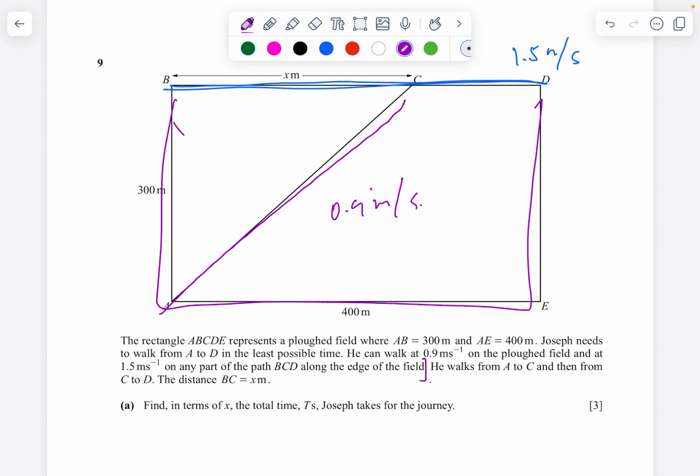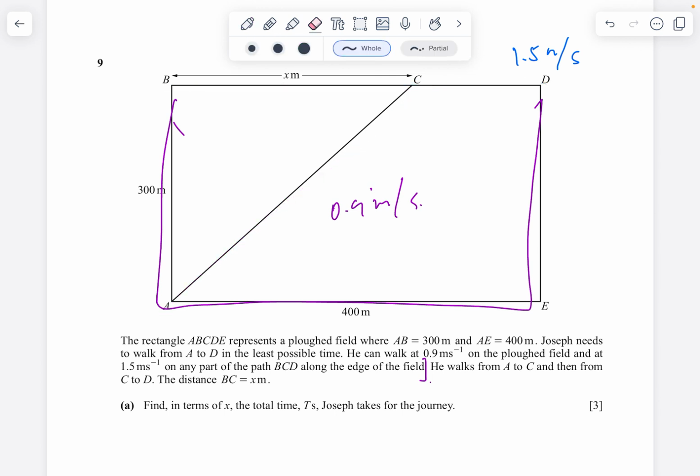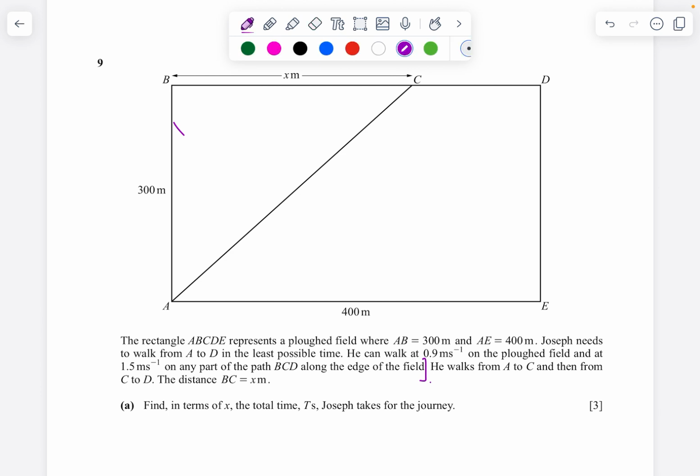So now he walks from A to C, then from C to D. The distance BC is x meters. All right, so firstly, let me write the distances. If this is 300 meters, this is also 300 meters because it's a rectangle. A to E is 400, and B to C is x, so C to D is going to be 400 minus x. Is it okay until here?